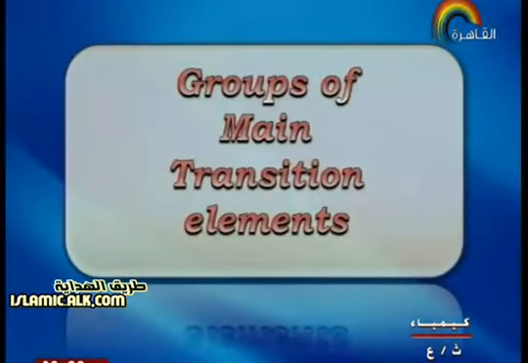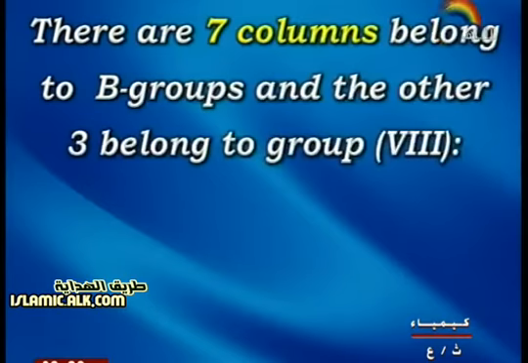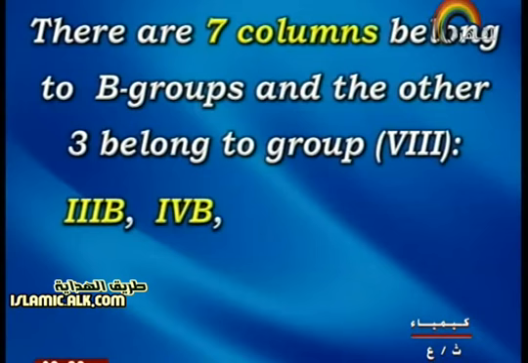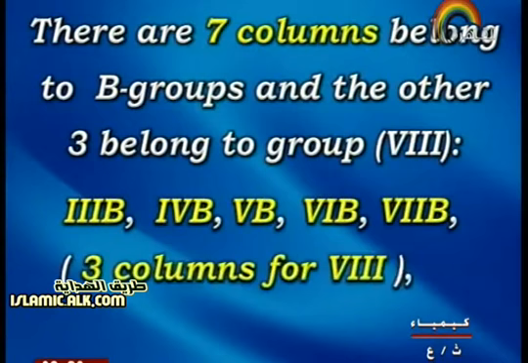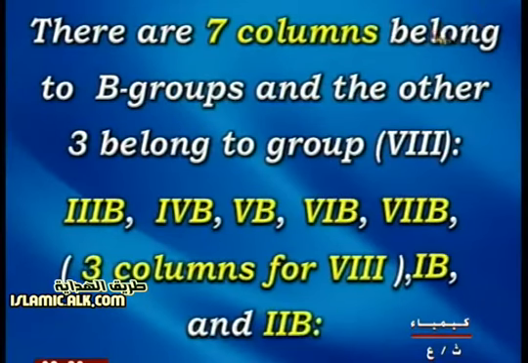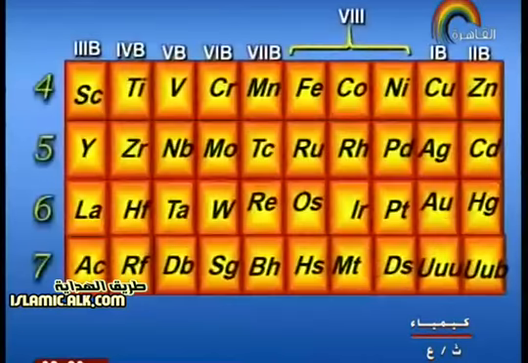Now, my dear students, we are going to discuss the groups of main transition elements. There are 7 columns belonging to B groups, and the other 3 belong to group 8. These groups are 3B, starting with 3B, 4B, 5B, 6B, 7B, and 3 columns for group 8, and group 1B, and ending with group 2B. As shown on the screen, these groups are now shown.